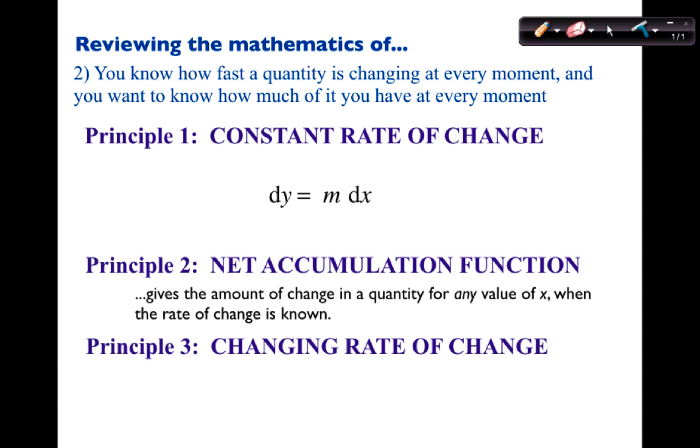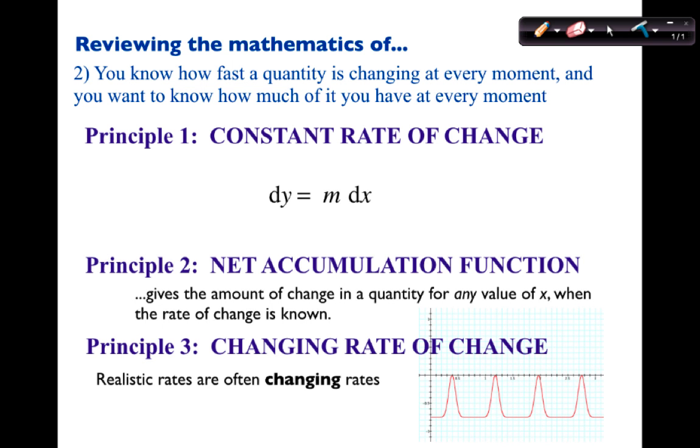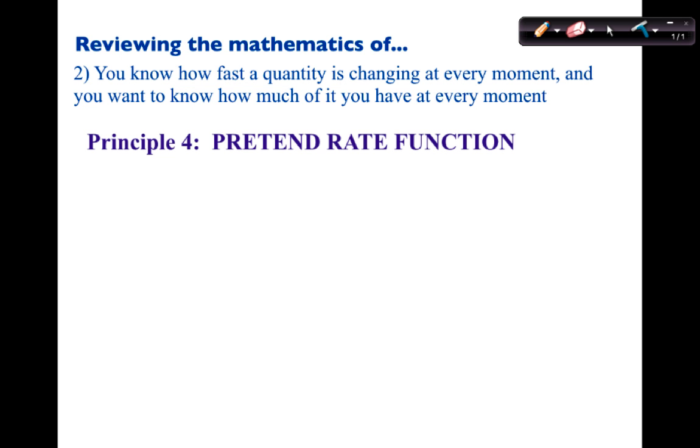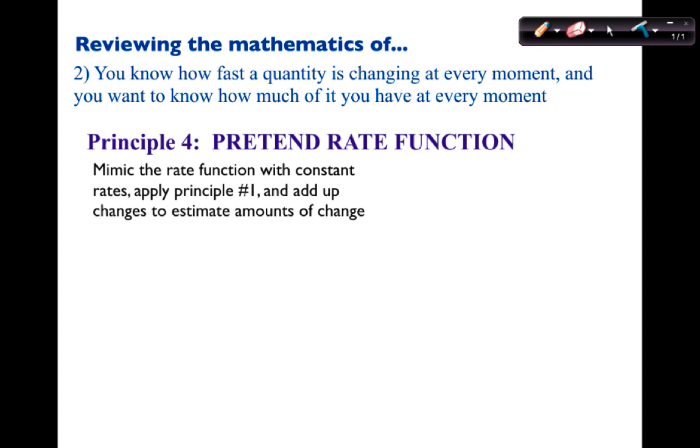Changing rate of change. Oftentimes, a realistic rate of change is going to change. It's a changing rate, right? Principle 4: we build a pretend rate function out of the exact rate function. So we're trying to mimic the rate function with constant rates, and apply number 1 to estimate amounts of change.